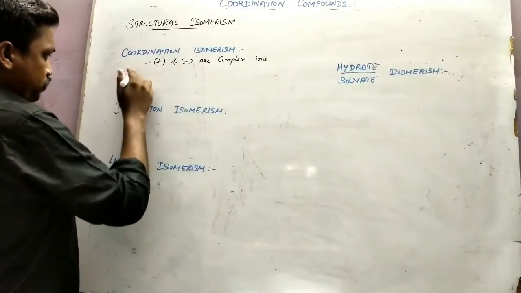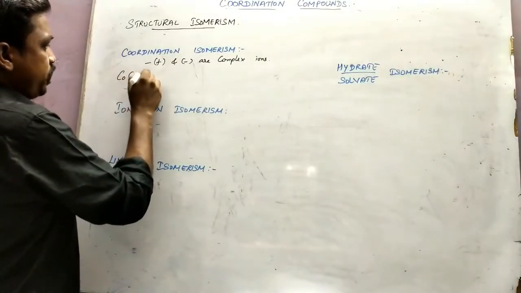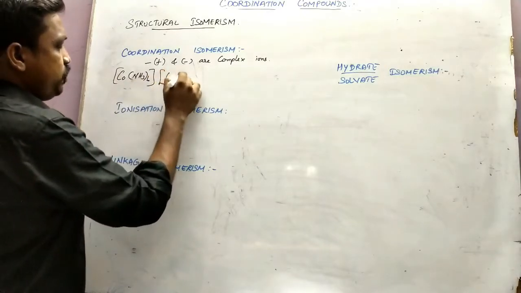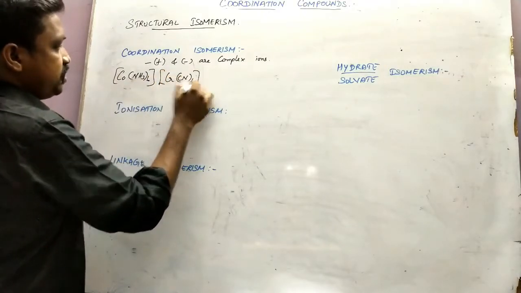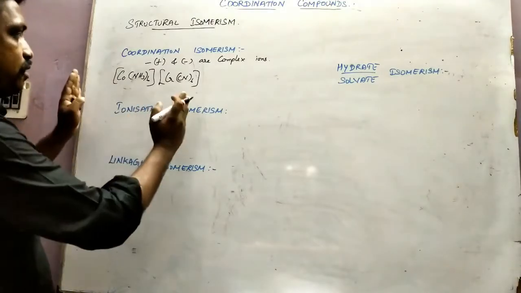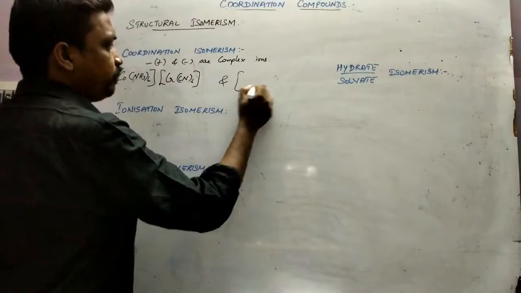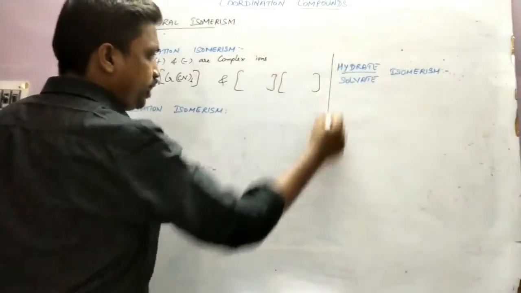Example: here, cobalt is coordinated to 6 ammonia molecules. This is the cationic species, and chromium is coordinated to 6 cyanide species. This is the anionic species. This constitutes a complex compound. Now we are going to write its isomer.